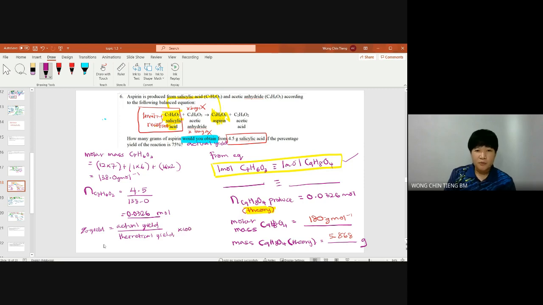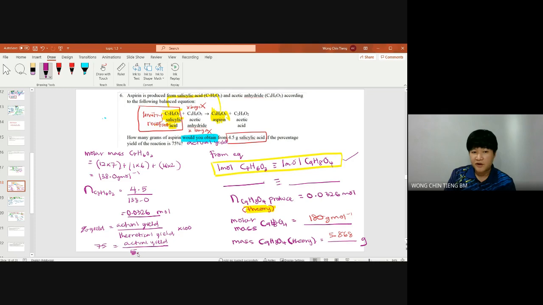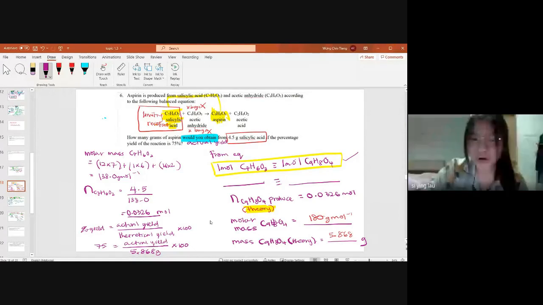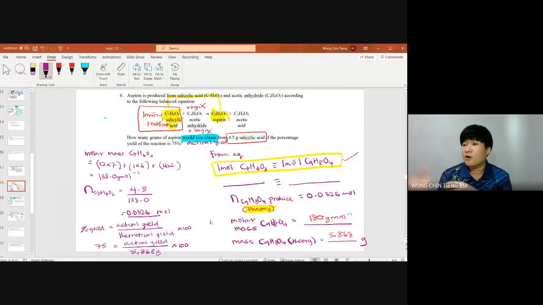Alright. So over here, 75% is given. Jangan lupa darab 100. We are looking for the actual yield. Your theoretical yield is the one that you just calculated, 5.868 gram times 100. My question, actual yield calculated will be what unit? Lau? Percentage. Actual yield calculated will be in what unit? Oh, gram. Thank you. Alright.